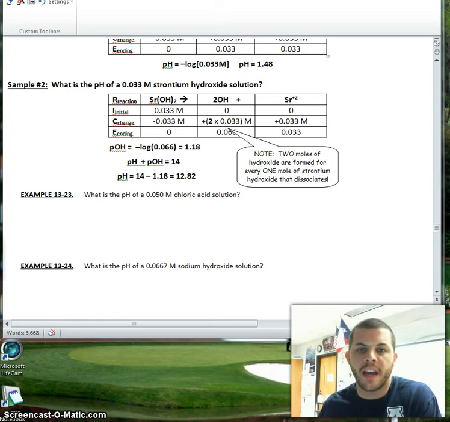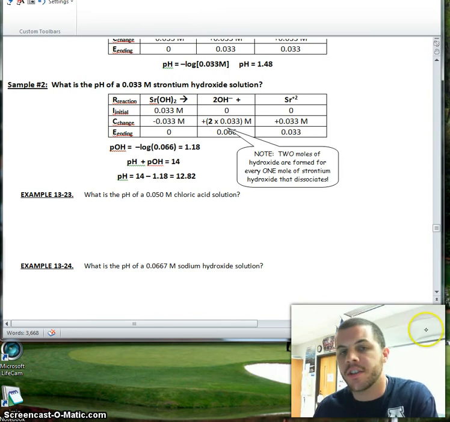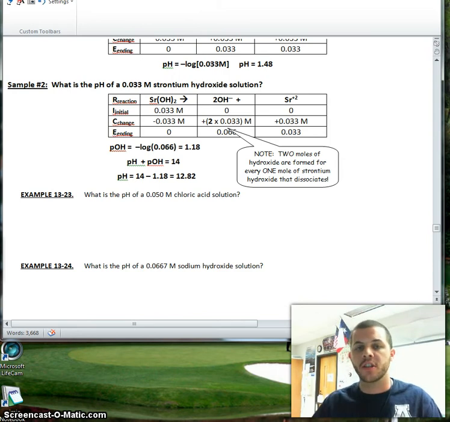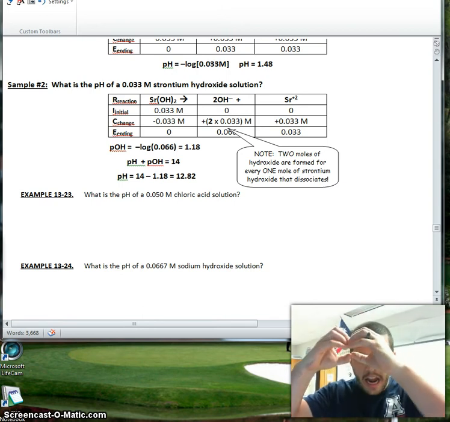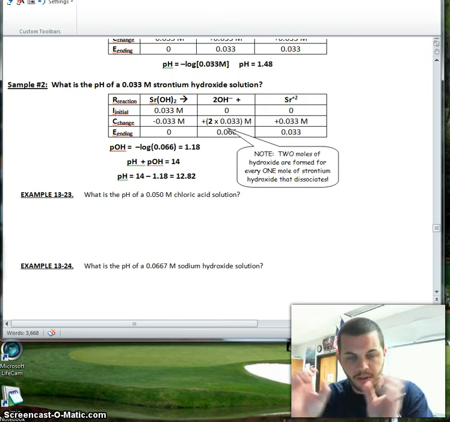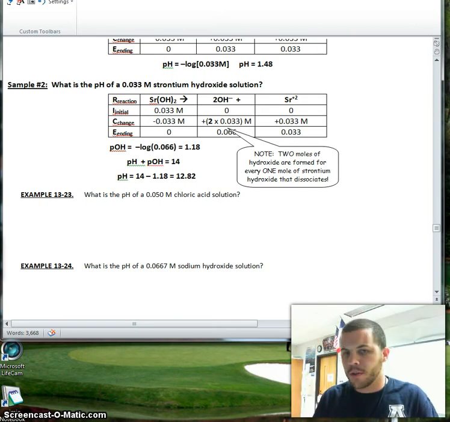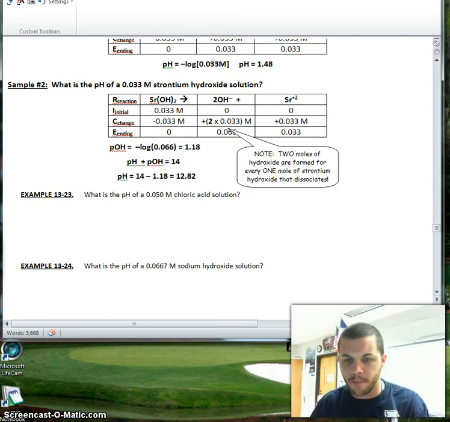Hey folks, we're going to take a look at some calculations for strong acids and strong bases. One of the keys to this is understanding that strong acids and strong bases 100% ionize. Remember, dissociation and ionizing means that it starts off as a compound and then physically separates into separate ions. So in order to do these calculations, we have to understand that strong acids and strong bases fully, or 100%, ionize.